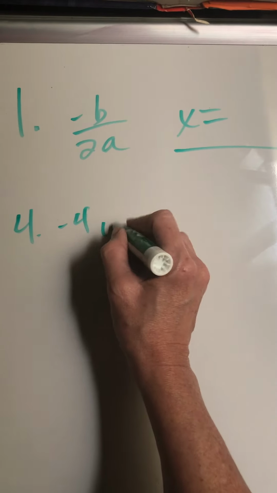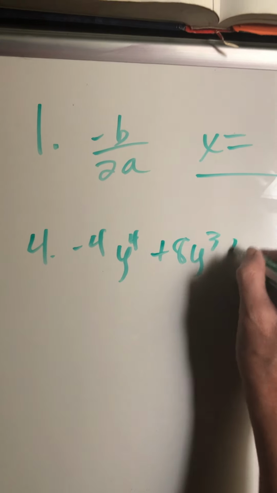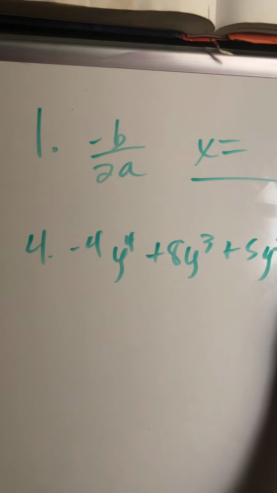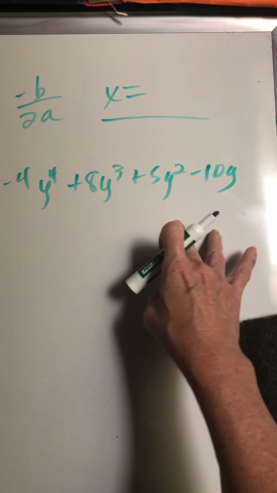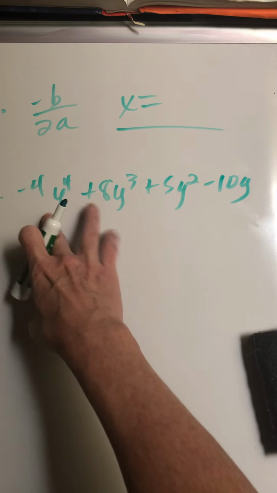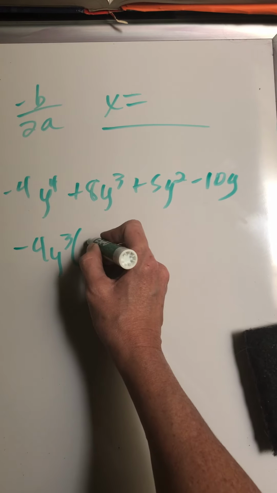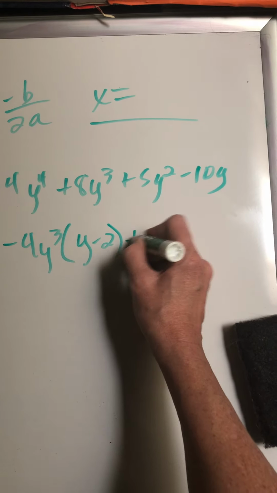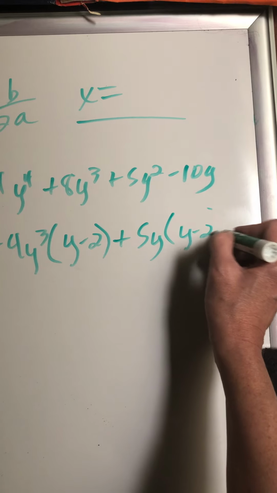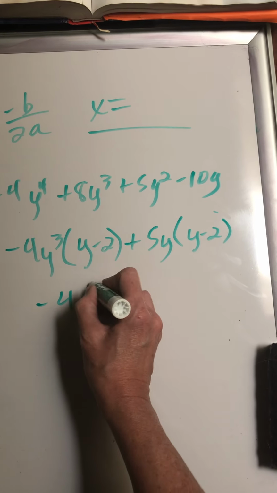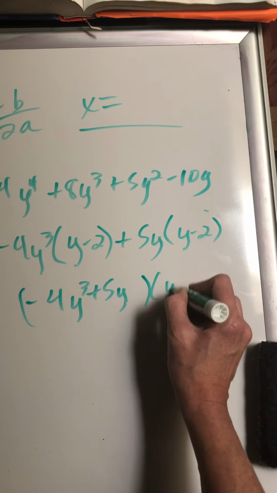Number 4, negative 4y to the 4th plus 8y cubed plus 5y squared minus 10y. So this one you can do factoring by grouping. So I'm going to go ahead and work this with you. Here, since that's a negative, I'd go ahead and take a negative. So I'm going to take a negative 4y cubed. That would leave y minus 2. Then on this next one, I'm going to take a 5y. And that'd leave y minus 2. So then right here, negative 4y cubed plus 5y, that's 1 factor, and then y minus 2.